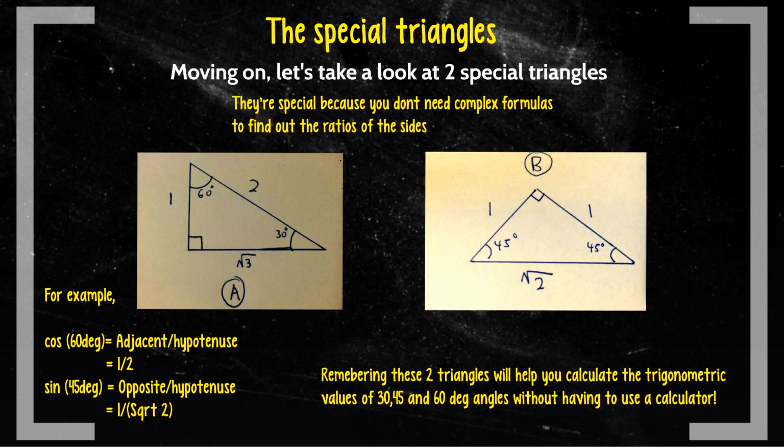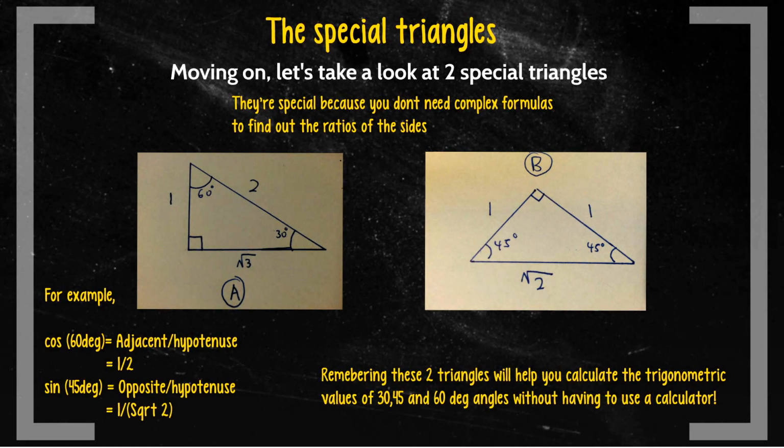And looking at triangle B, we can say that sine of 45 degrees is equal to the opposite side divided by the hypotenuse, which would be equal to 1 divided by square root 2. And this applies to all other angles within the triangles. Now remembering these two triangles will help you calculate the trigonometric values of these common angles without having to use your calculators. And this is something really convenient.